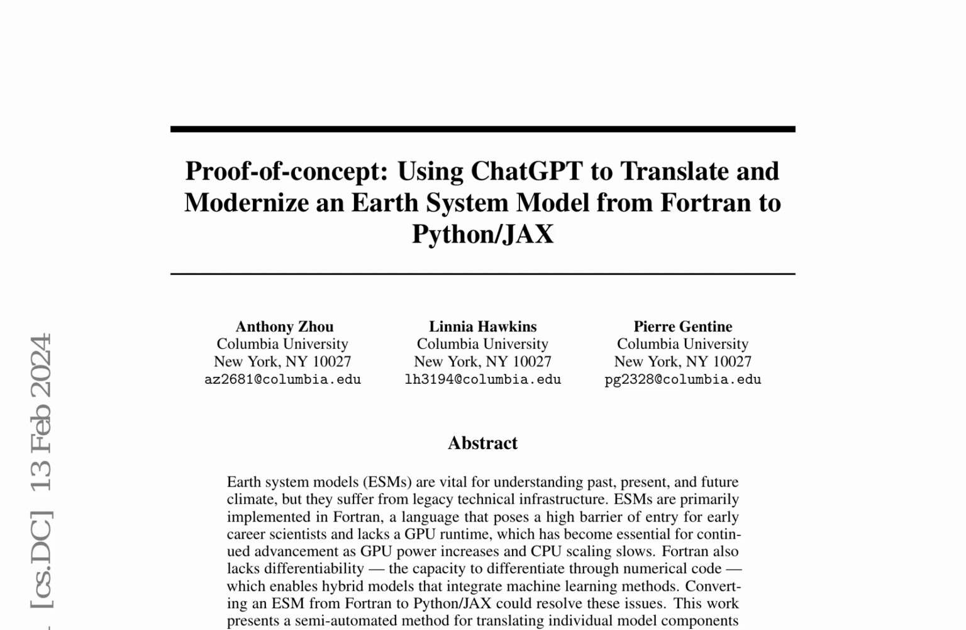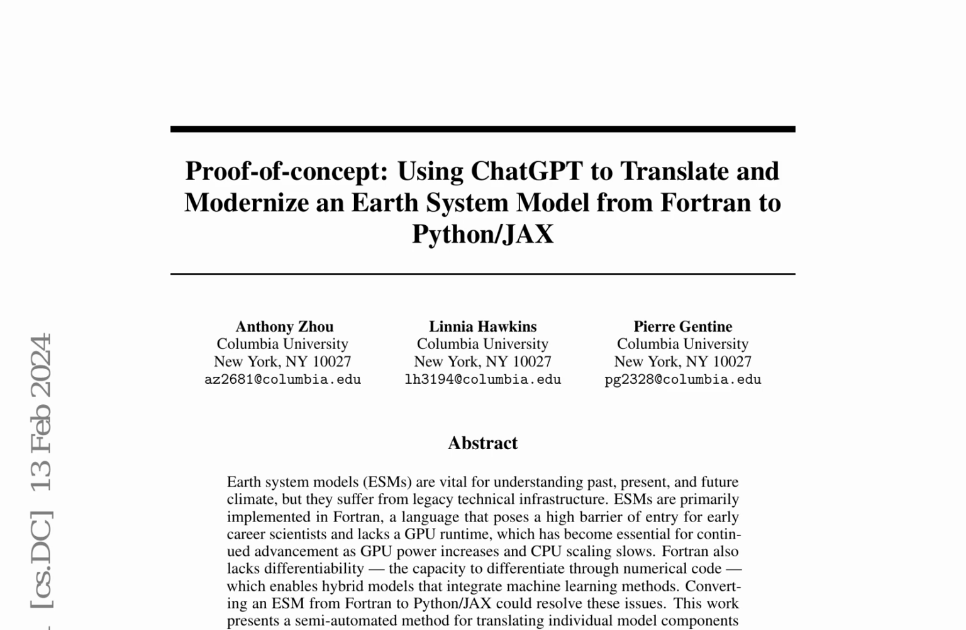This research paper presents a novel approach to modernize Earth system models, ESMs, by translating them from Fortran to Python, JAX, leveraging large language models, LLMs, for code translation. The authors aim to make climate models more efficient, inclusive, and differentiable, enabling hybrid models that integrate machine learning methods.